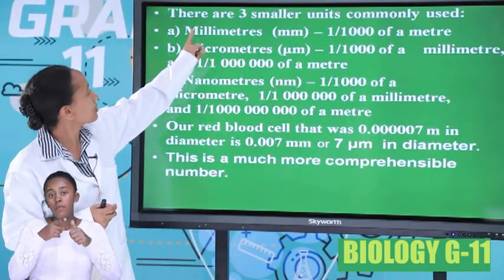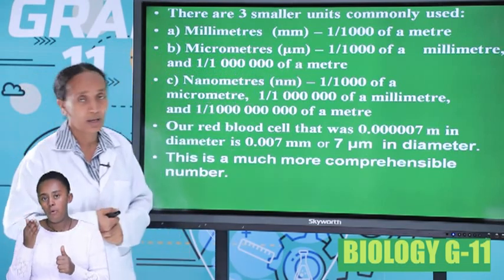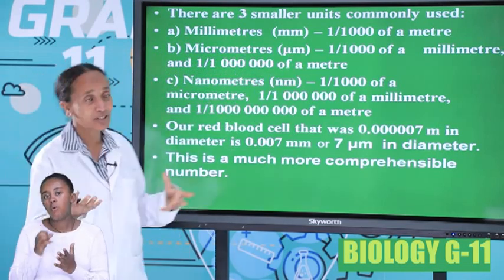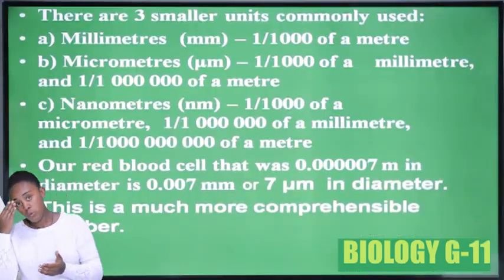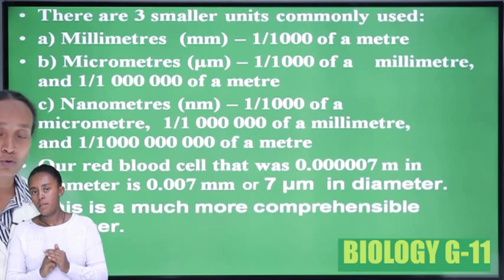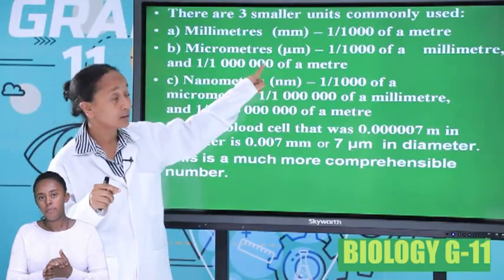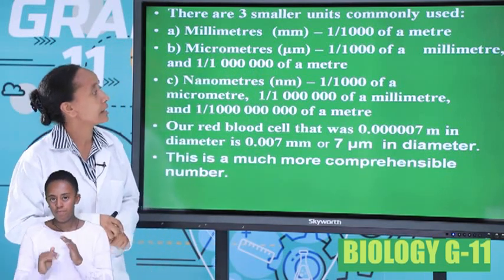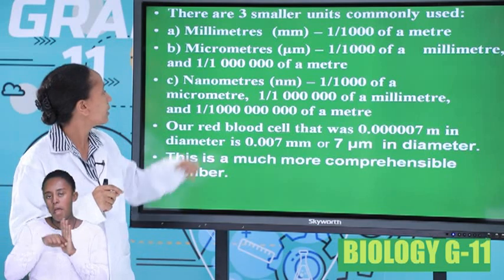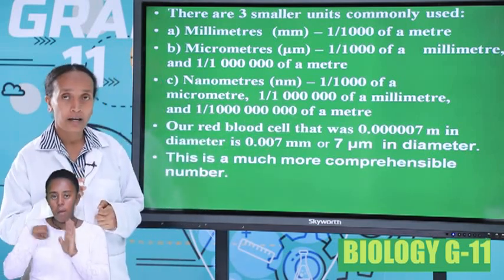The first unit is the millimeter, which is 1/1000th of a meter, or in your mathematics, physics or chemistry, you represent the millimeter as 10 raised to -3. The second one is the micrometer, an even smaller unit than the millimeter, which is 10 raised to -6, and the nanometer is 10 raised to -9.